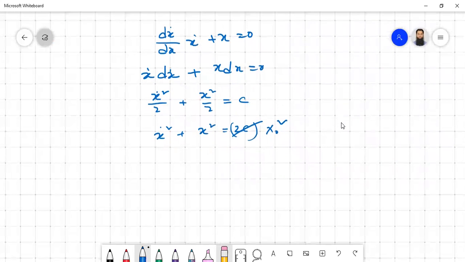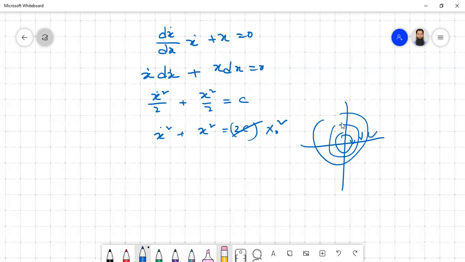This is a circle equation. So now your phase portrait is the same as before. So always you will have something like this. Okay, so let us take another example.